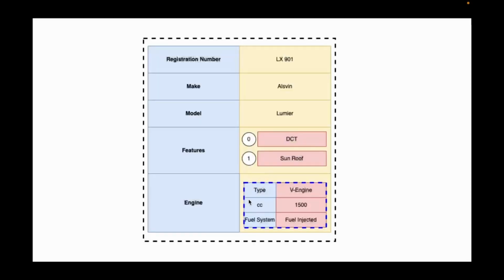Here we can see a bit more complex example where engine is subdivided into multiple fields. Here we can see it was a primitive value. Here we have a list of values, but in this case engine has a sub object. So this is another object within the engine attribute to further nest the information.